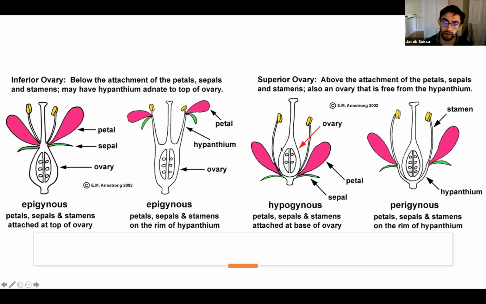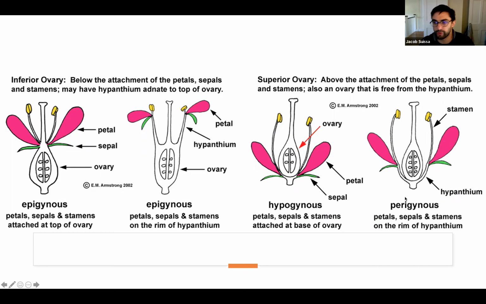So when I say a superior ovary, I don't mean that it's better than an inferior ovary. I just mean that the ovary is on top of or above the sepals and the petals and the anthers, right? The other floral parts. And we have a specific name for it. We call it hypogynous, right? So the floral parts are below the ovary, hypogynous.